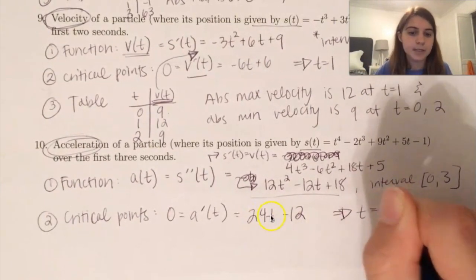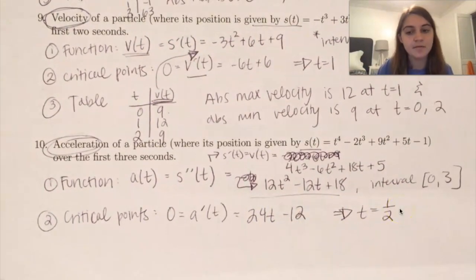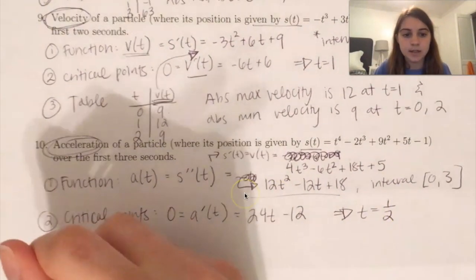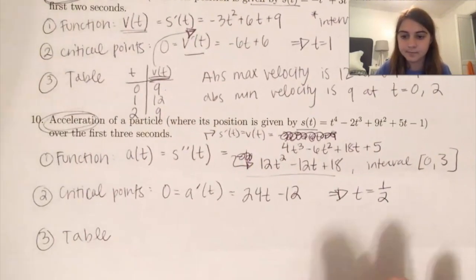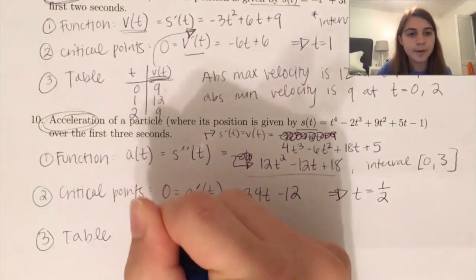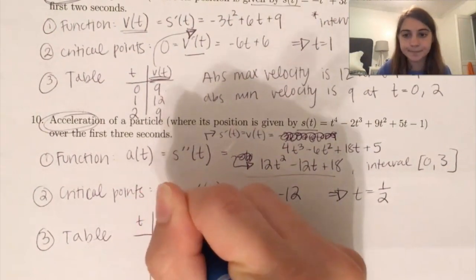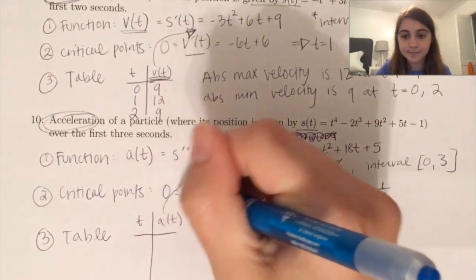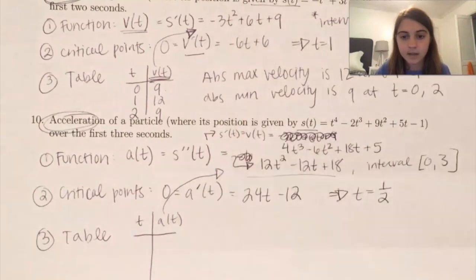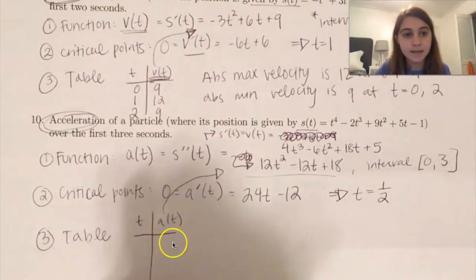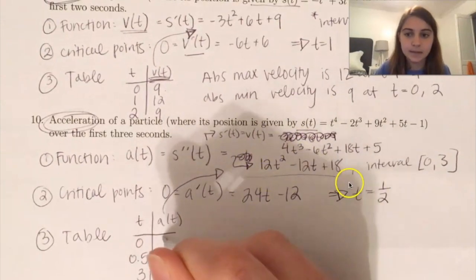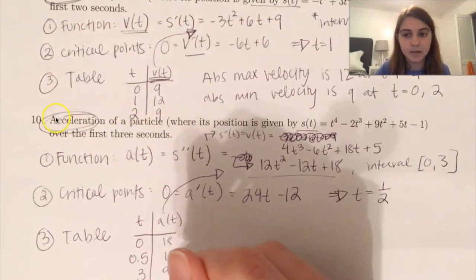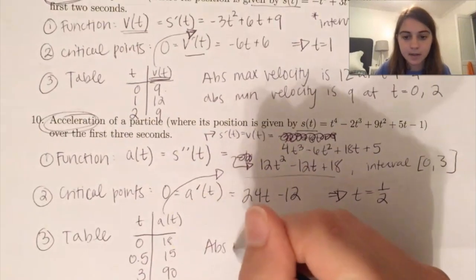But yeah, we got 24t minus 12, so t equals 1/2. And now we can do our table. We have 0, 1/2, and 3. And remember, when you plug things in, you're plugging into the function we located, which is a of t, because it tells us to find the maximum of acceleration. So we plug in here.